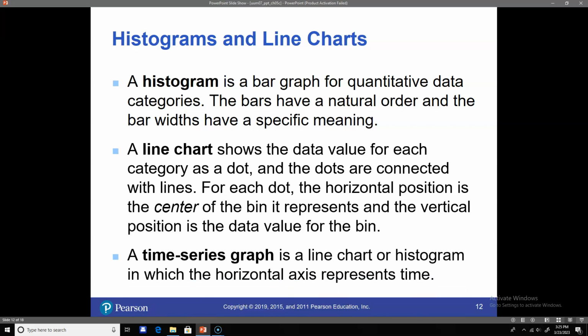Time series, you might be looking at the same data just based on year. So you could be looking at, say, gross domestic product of the United States from year to year. And so your bars would actually represent not different categories, but things coming from different times.